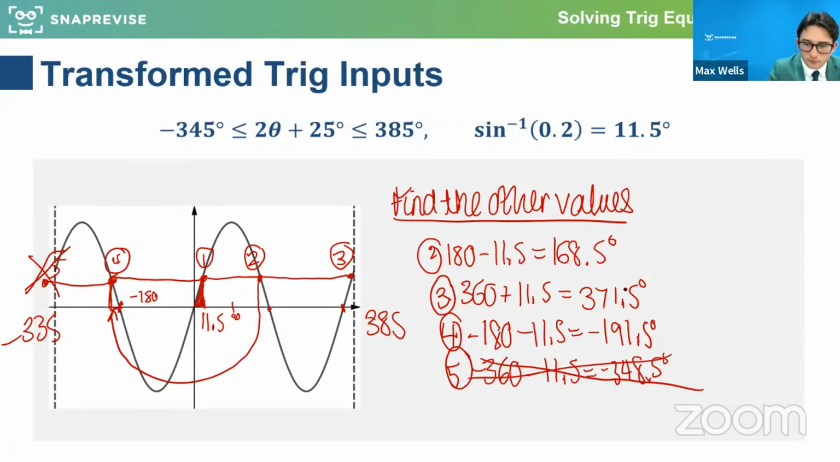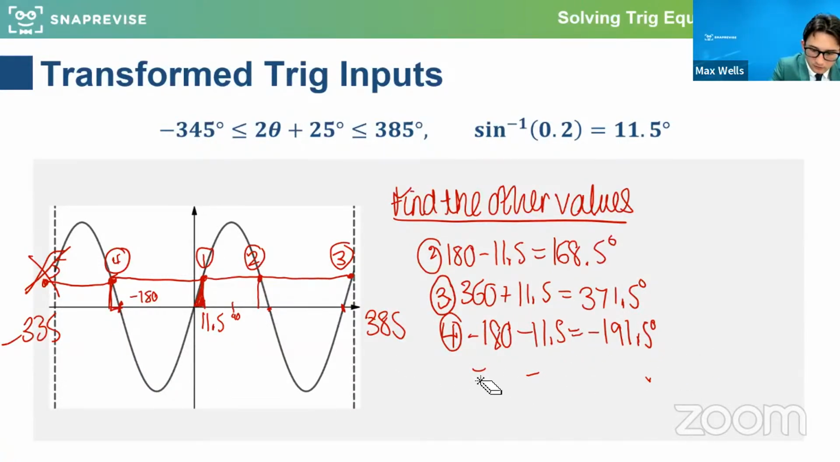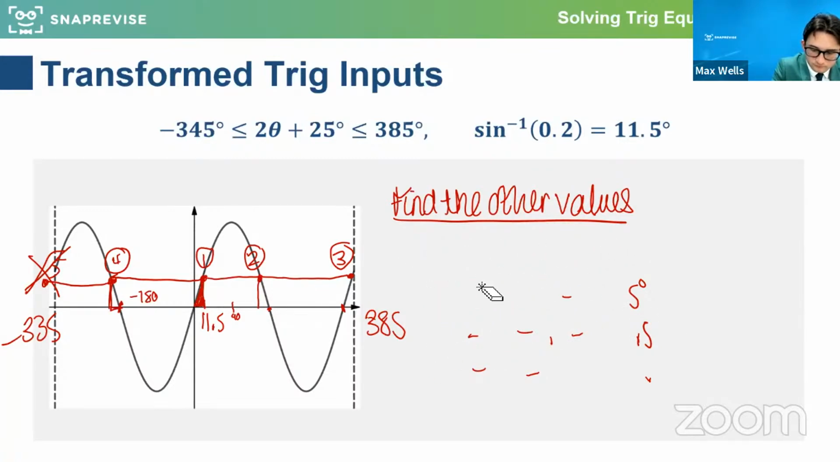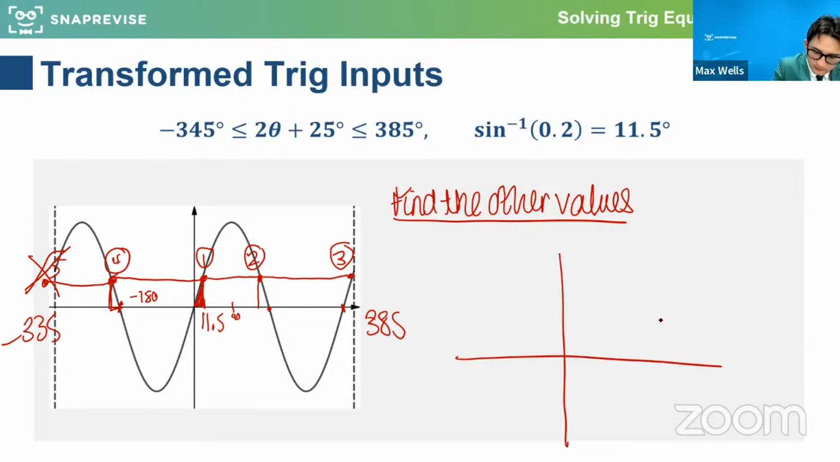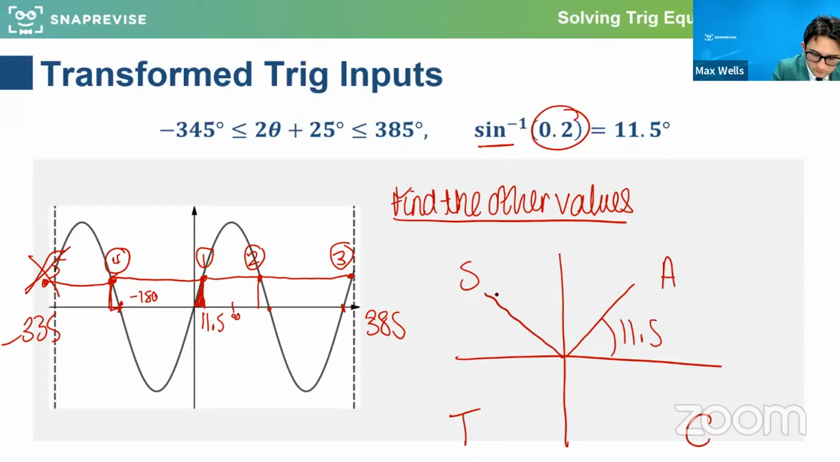But what I want to do before I do that is just explain on a CAST diagram how you could do it. Now, on a CAST diagram, and I will bring those answers back up, don't worry, we've got S, A, T, C. We're dealing with sine being 0.2, so it was positive. The first value was 11.5. So by the symmetries, sine is positive in here and in here. So your next one here is like 11.5 back from 180. And that's where you'll hit that again.